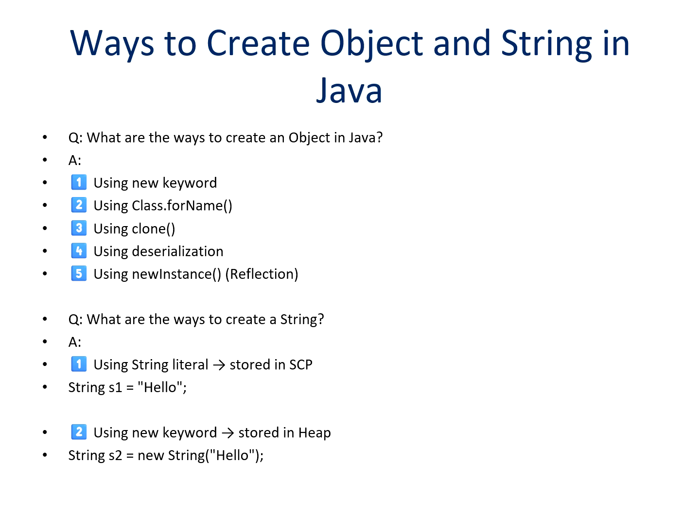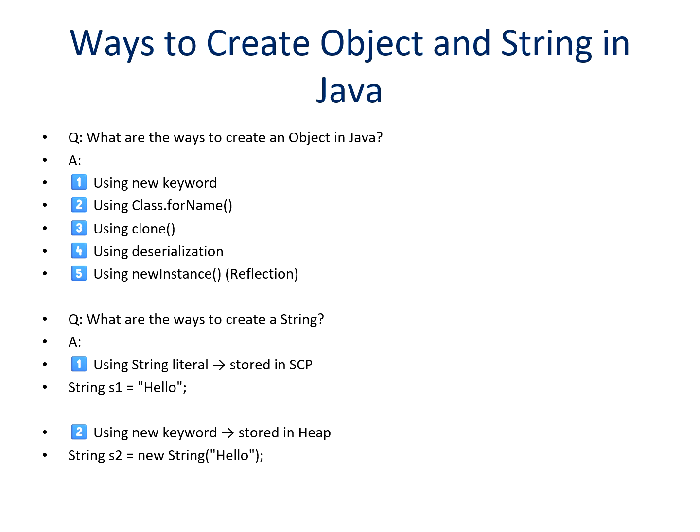Normal objects we can create using 5 ways: using the new keyword, using class.forName, using clone, using deserialization, using the newInstance method in reflection. Now let's see what are the ways to create a string. There are two ways to create a string in Java. First is using the literal.